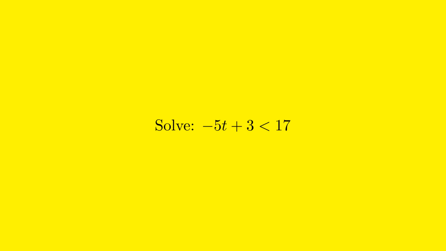Today we will be solving the inequality minus 5t plus 3 is less than 17. We will walk through the steps to find the solution in both inequality and interval notation forms. Let's get started.